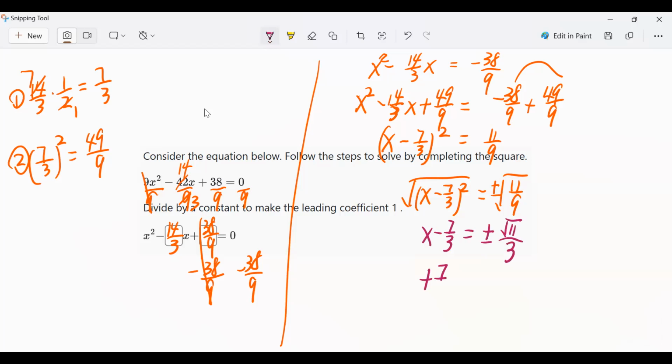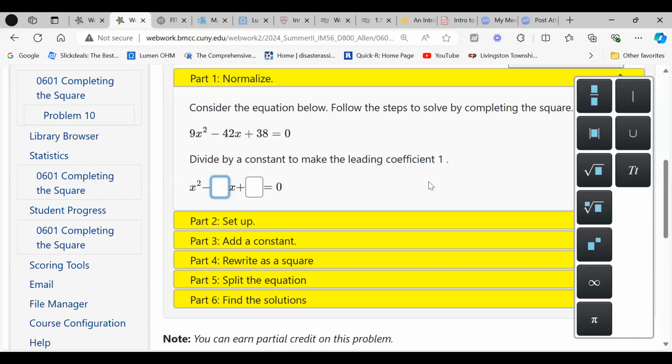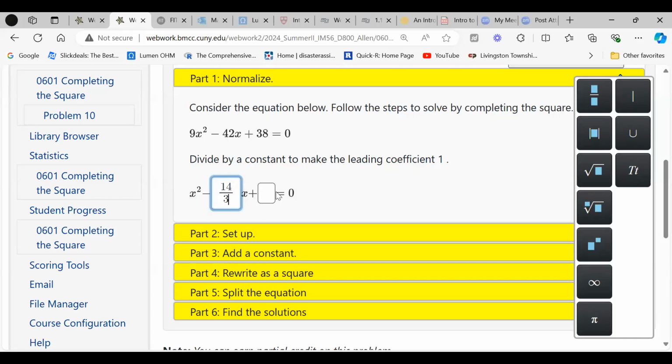Now we add 7 over 3 on both sides of the equation, so x equals 7 over 3 plus or minus radical 11 over 3. Okay. Do you guys have any questions about this? So two answers: 7 over 3 plus radical 11 over 3, and 7 over 3 minus radical 11 over 3.